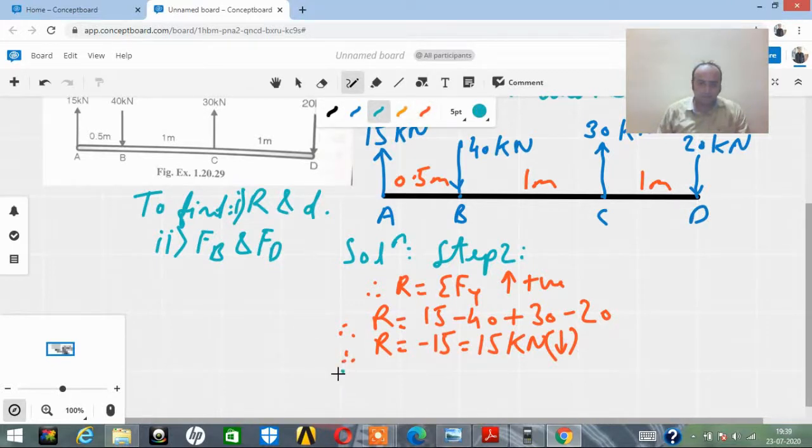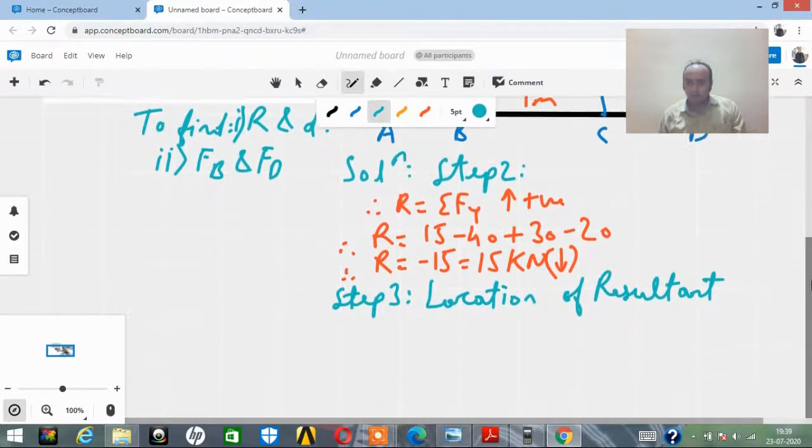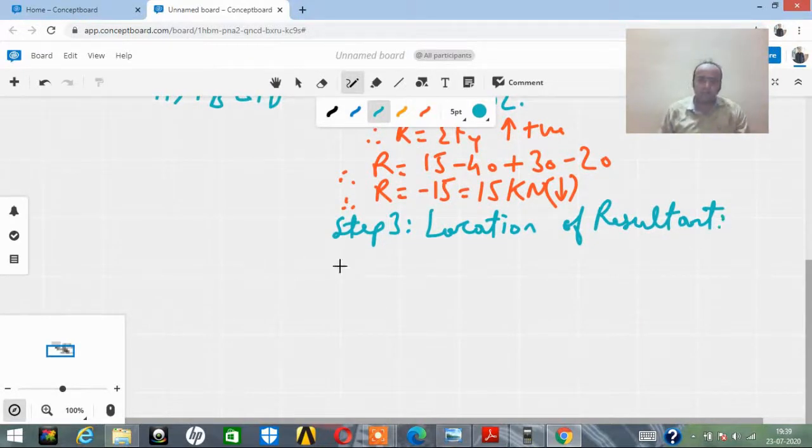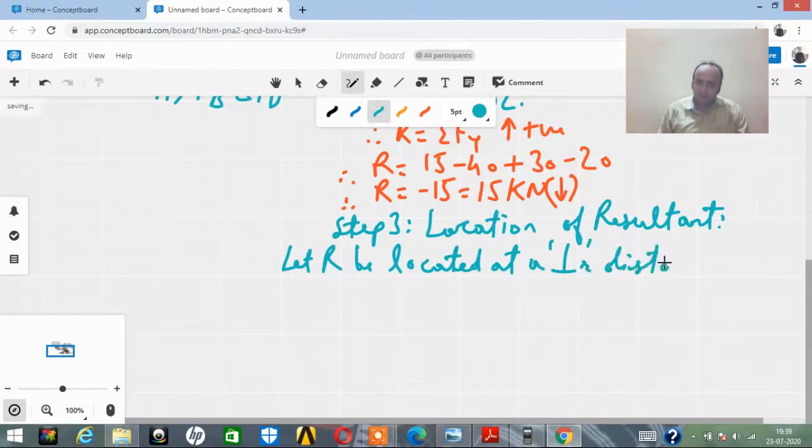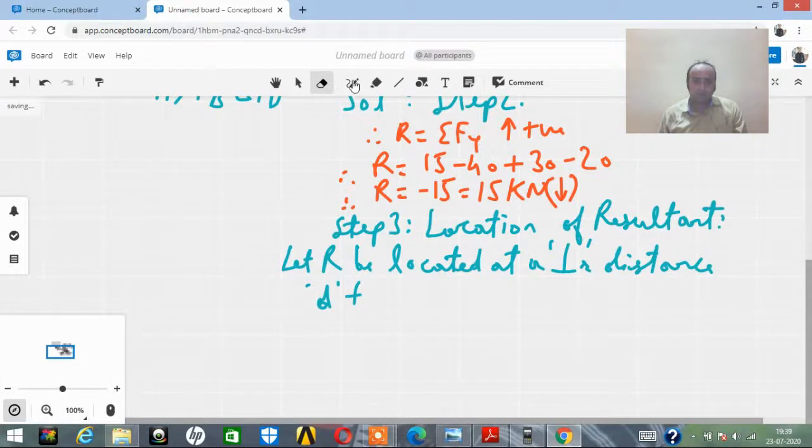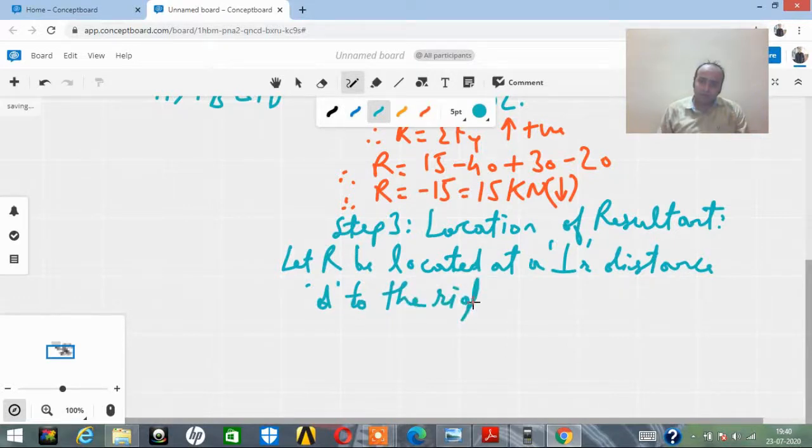Step 3, location of resultant. Now let us assume that the resultant R be located at a perpendicular distance d, small d, to the right of A.